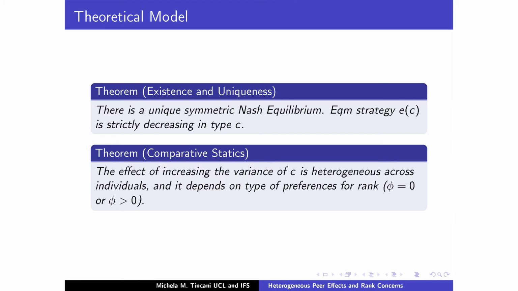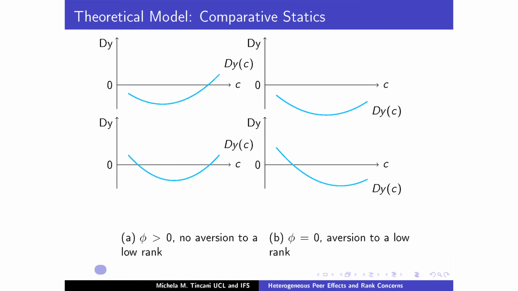And the most important result is the comparative statics result, and that is that the effect of increasing the variance of C is heterogeneous across individuals. Of course, it depends on the phi, but I already told you we're in the phi greater than 0 case. So it varies across individuals. Okay, so let me show you the comparative static result. Let's just focus on this one, because that's the case we're talking about today. This one can explain other results in the literature, but we're just focusing on this one.